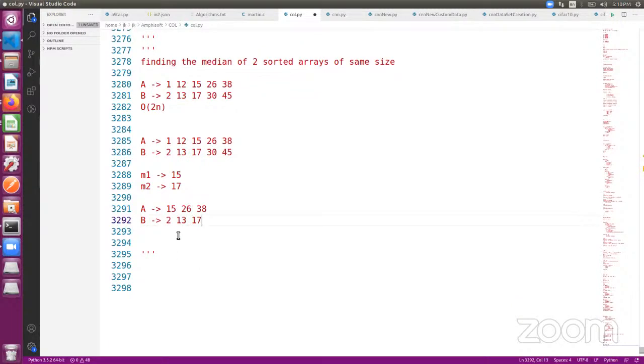So proceed this algorithm till you get a two element array in both the lists. So now what is M1? 26. And M2 is 13. So here M1 is greater than M2. It means it should be in the left hand side of A and in the right hand side of B if the median is present. So we can skip these elements 38 and 2.